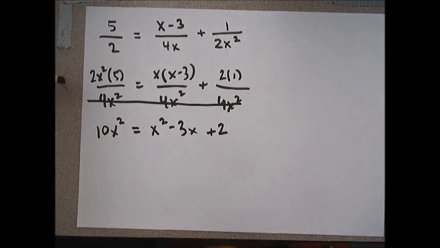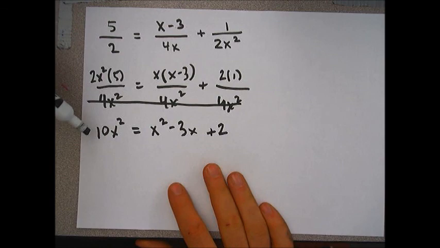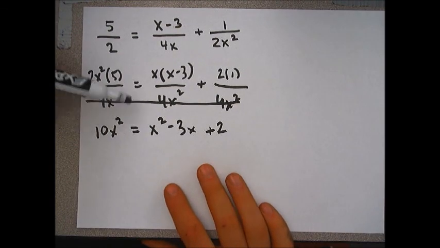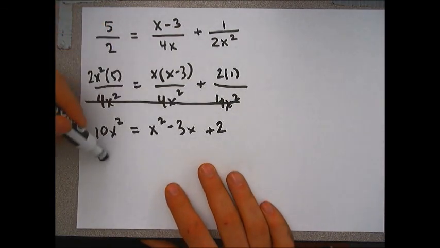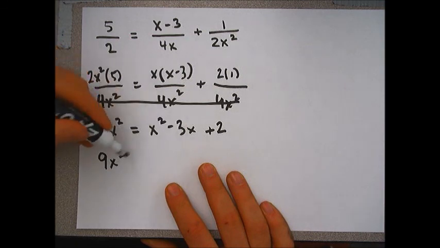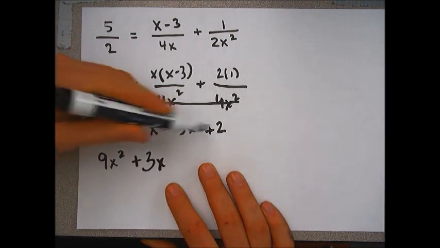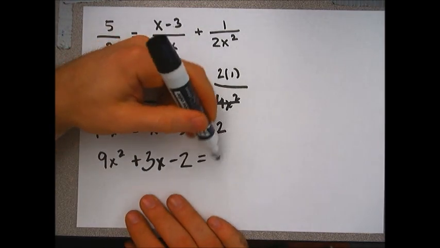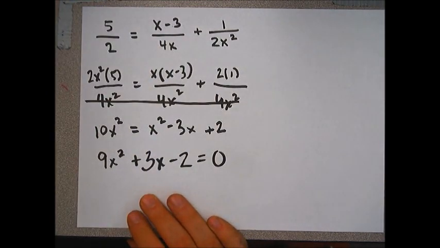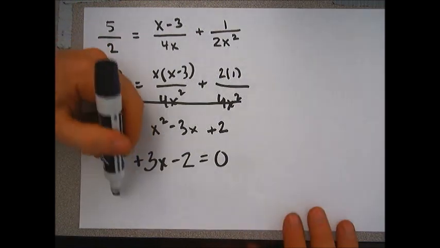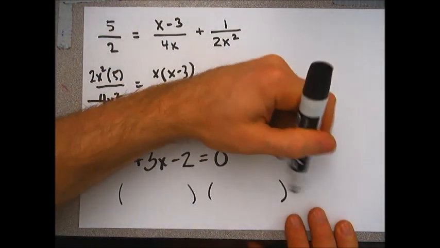Bring everything to what would be positive here, the left side. So I'm going to bring everything to the left. So I would subtract the x squared. That gives me 9x squared. I'm going to add the 3x. I'm going to subtract the 2. Set it equal to 0. Next strategy is hopefully this will factor. If not, it would be the quadratic formula.